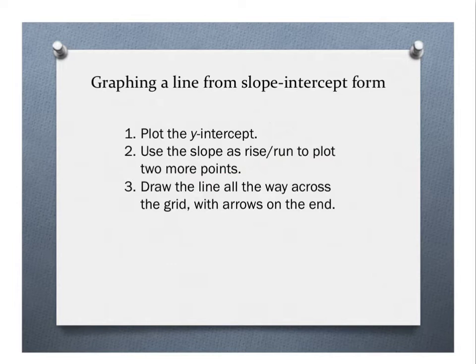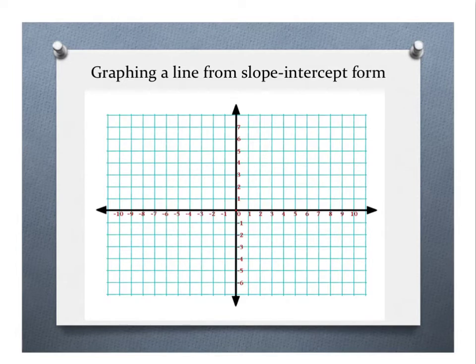Anyway, 3, draw the line all the way across the grid with arrows on the ends. So we plot the y-intercept, we use the slope as rise over run, we draw all the way across the grid, put arrows on the end, and we are done. So we're going to graph 3 lines. And those lines are the red one, A, which is y equals 3x minus 1. This blue one here, B, y equals negative 2/3 x plus 4. And C, this green one, y equals 3/4 x.